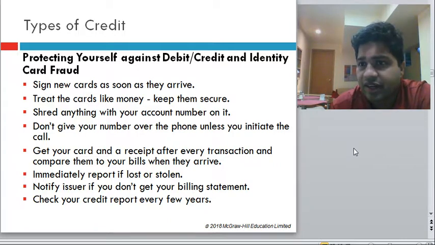You have to check your credit report because there may be individuals who have asked for credit on your behalf. So it can happen, and every few years you have to check your credit reports. We'll talk about credit reports in the next session, but you have to check your credit reports every few years.